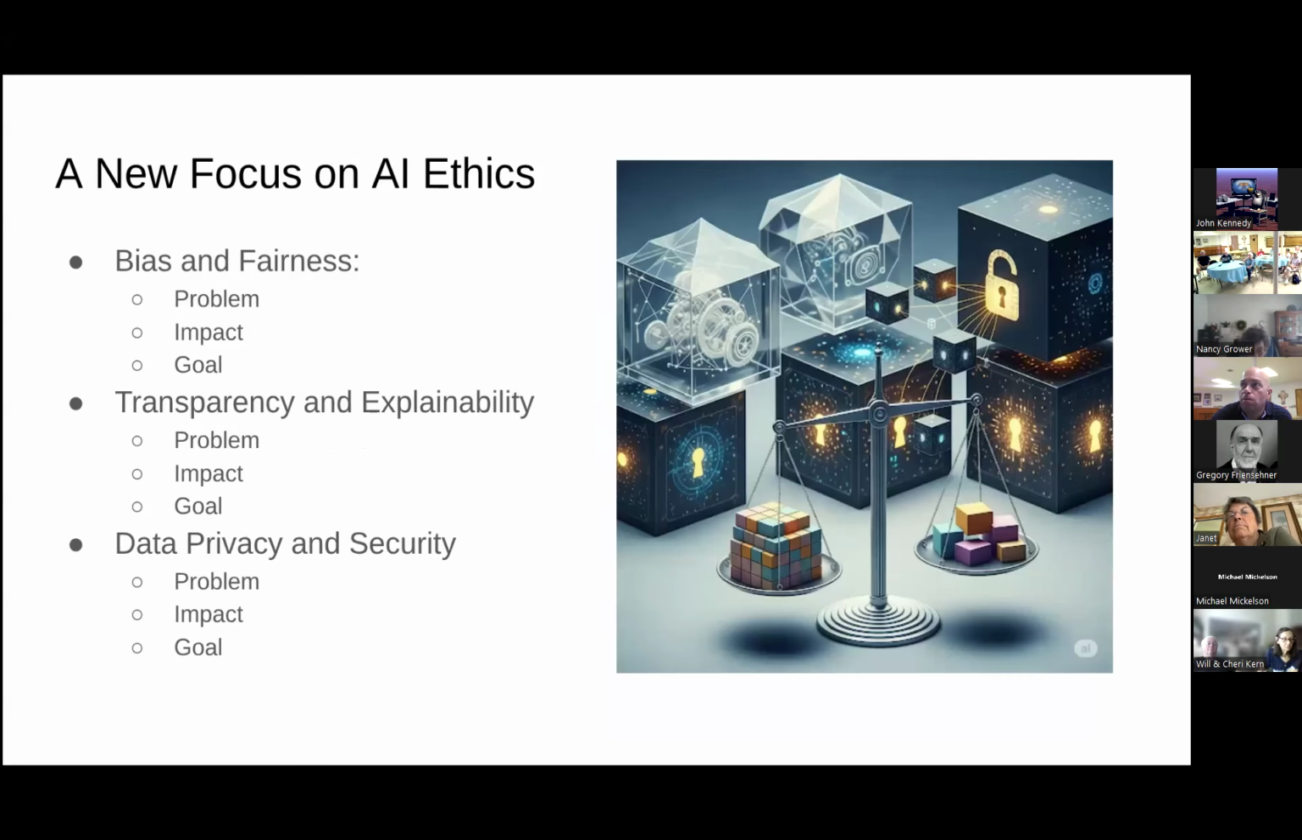So with all this, there is a new focus on AI ethics. So AI has ethics, apparently, right? The three main things it wants to focus on for AI ethics are bias and fairness, transparency and explainability, and data privacy and security.